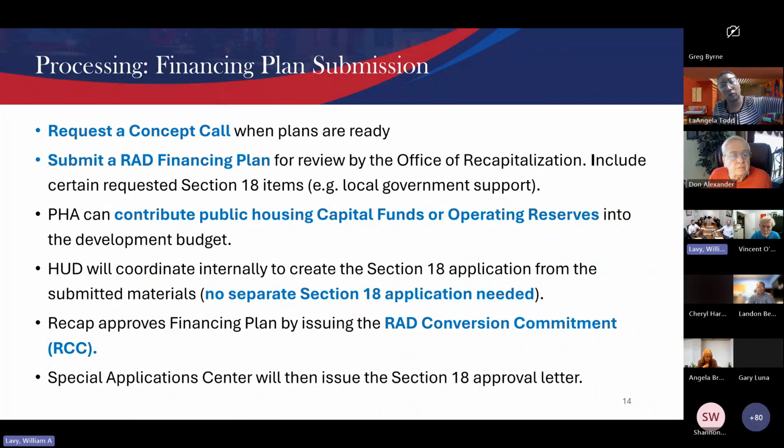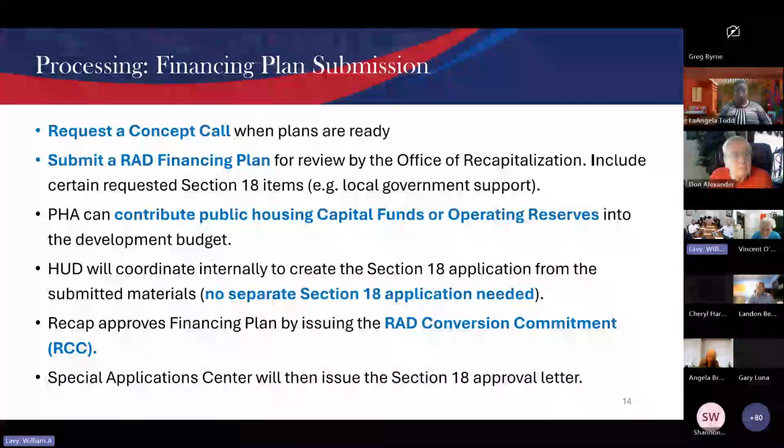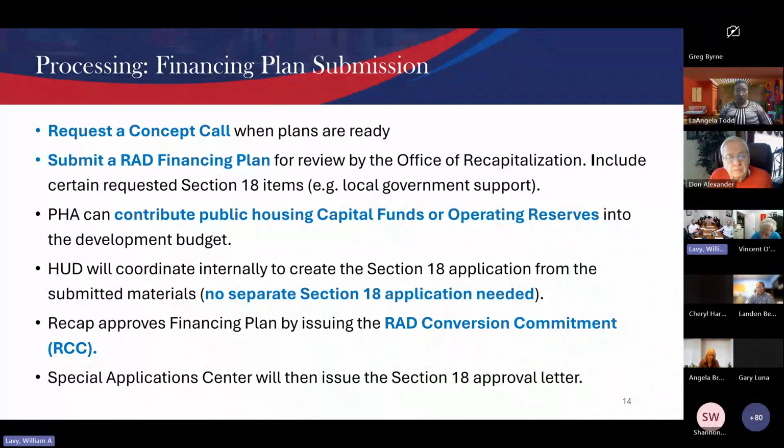And I think as you're putting your RAD Section 18 blend transaction together, PHAs can contribute public housing capital and operating funds into the development budget, right? And that's an important fact under RAD. We see this all the time as gap financing or a single source of financing if folks are coming in just to stabilize the project upon conversion.